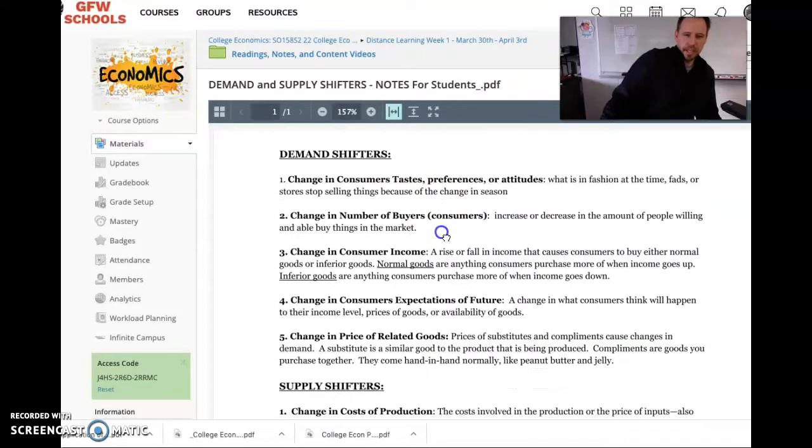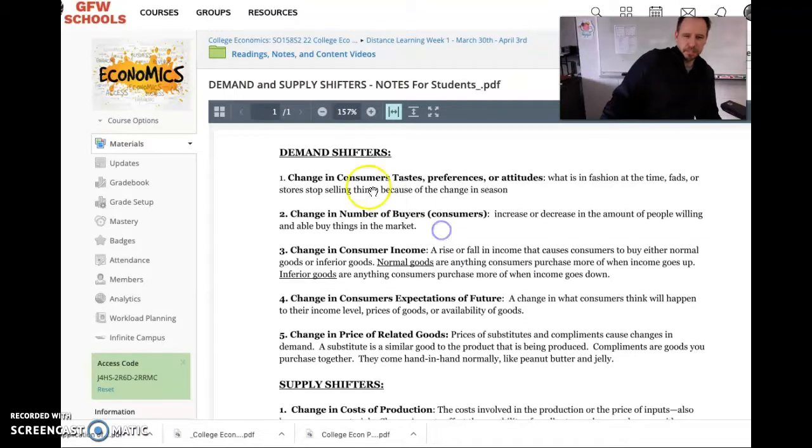There we go. And these are going to outline all the things that we talk about that shift the demand curve. So here: change in consumers' attitudes, tastes, preferences, number of buyers in a market, our income, our expectations of the future, and prices of related goods.